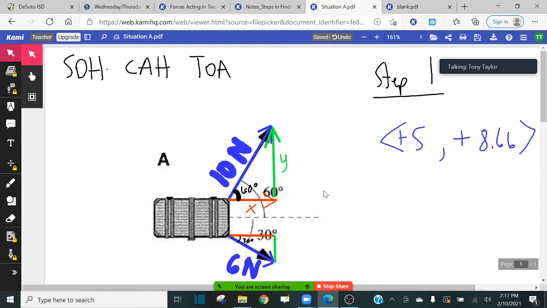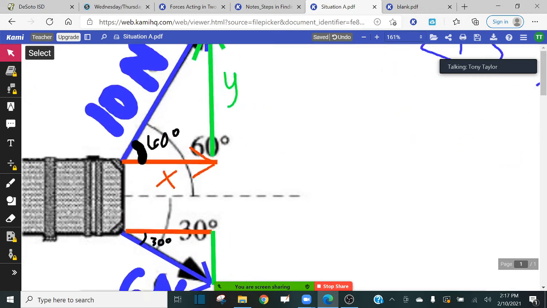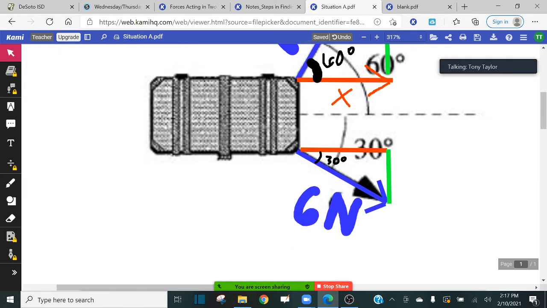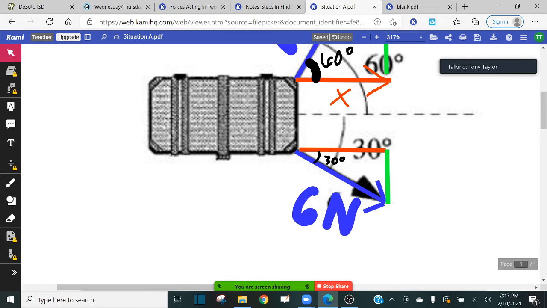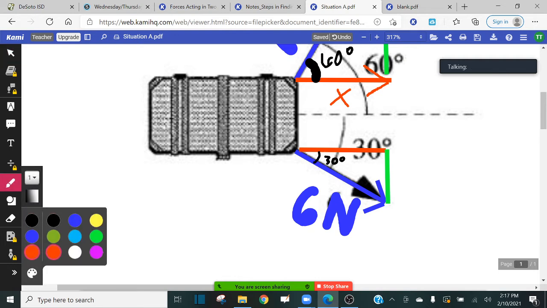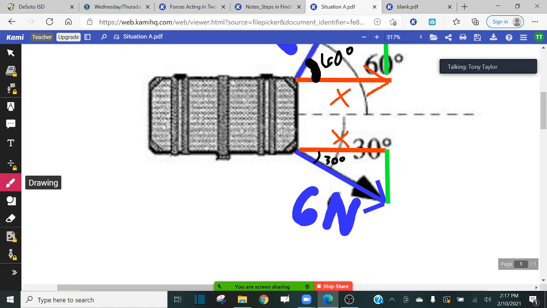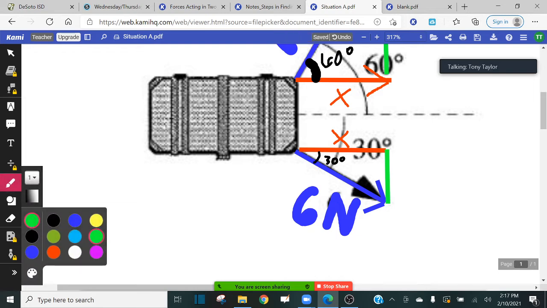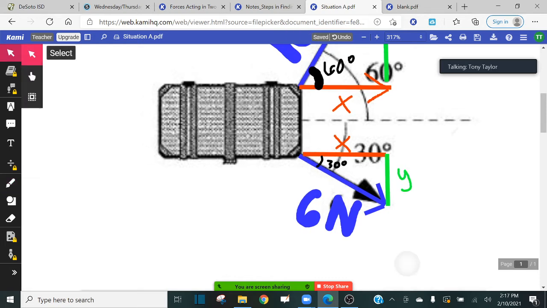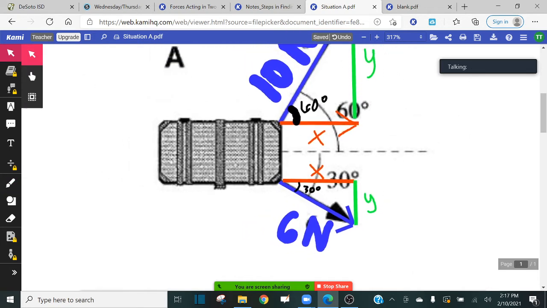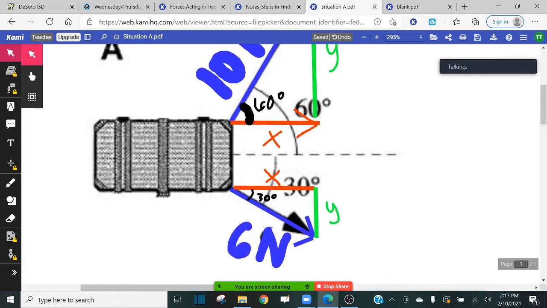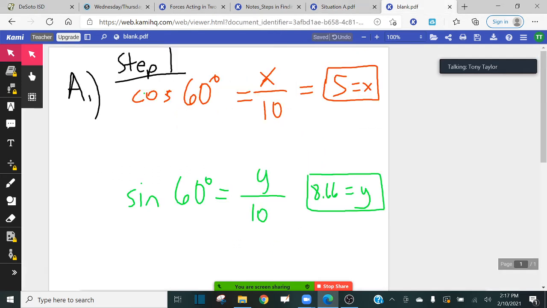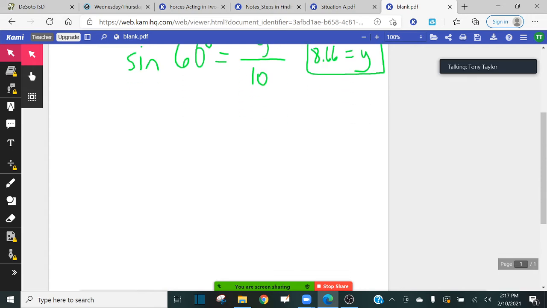We're not done with step 1, because step 1 says to split up both vectors into their x and y components. Look at this vector right here. We want to split this up into its x and y components. This vector has an x component and a y component. Let's solve for this x and y component here.